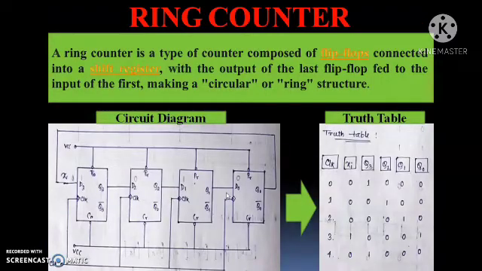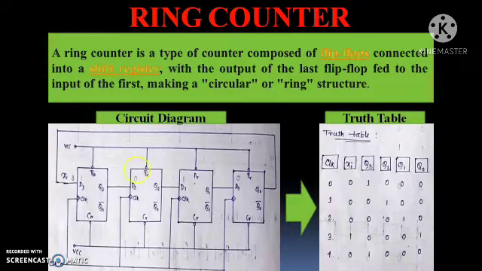Next is the ring counter. A ring counter is a type of counter composed of flip-flops connected into a shift register, with the output of the last flip-flop fed to the input of the first, making a circle or ring structure.